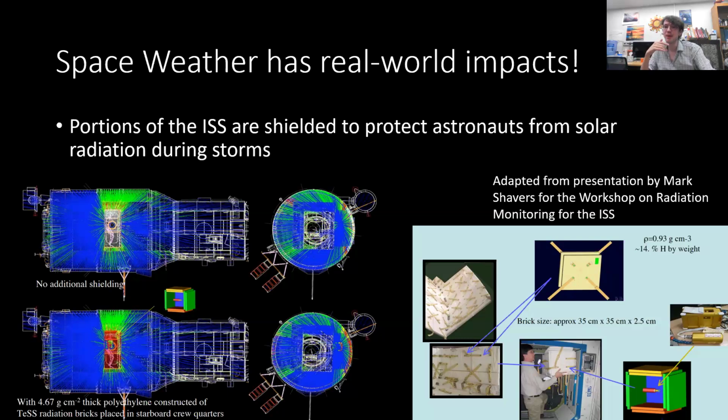We can't build a big shield between us and the sun in space because we need the sun. The ambient light coming from the sun is very important for life on Earth. So we don't want to block all of that out.